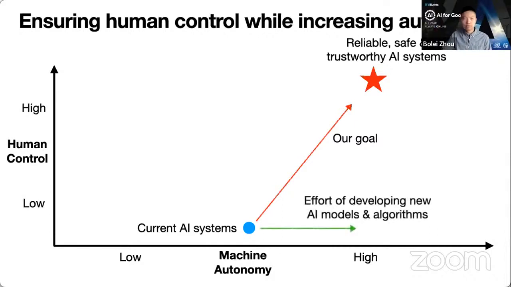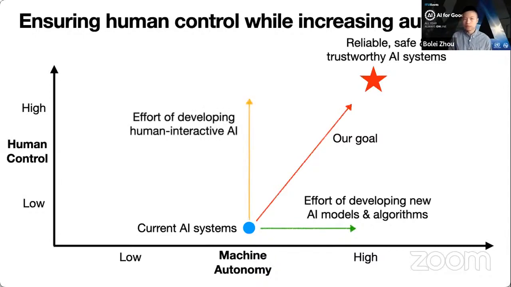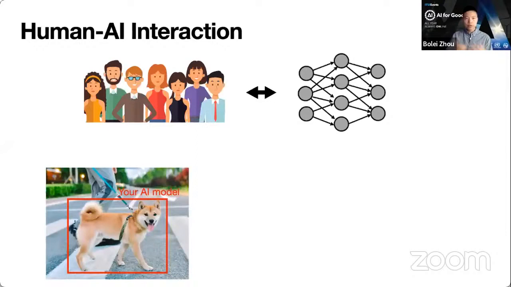So we should do both. Horizontally, we should put more effort into developing new AI algorithms and AI models to improve the performance and the machine autonomy. And we also should put effort into developing human-interactive AI, to also improve the human control. Then we can move towards our goal. Through this talk, I will talk about human-AI interaction in the field of computer vision and machine autonomy. How can we build reliable and interpretable relations between humans and AI models?